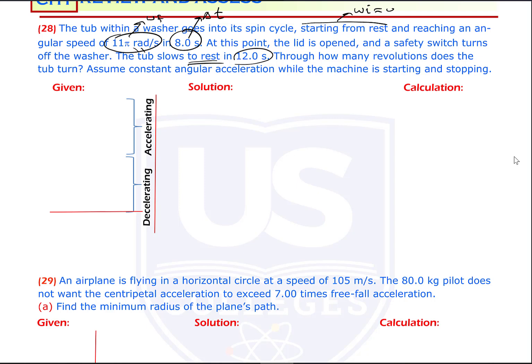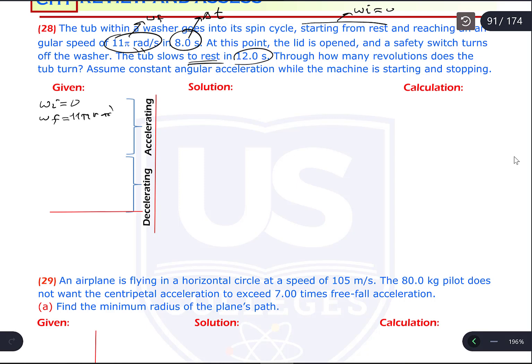So now I'm going to record the given for the accelerating part and decelerating part of this problem individually. For the accelerating part, initially the tube is at rest. That's why initial angular speed for this acceleration part is 0. Then this tube reaches a final angular speed, which is 11 pi radian per second, in 8 seconds. And delta t for this acceleration part is 8 seconds.